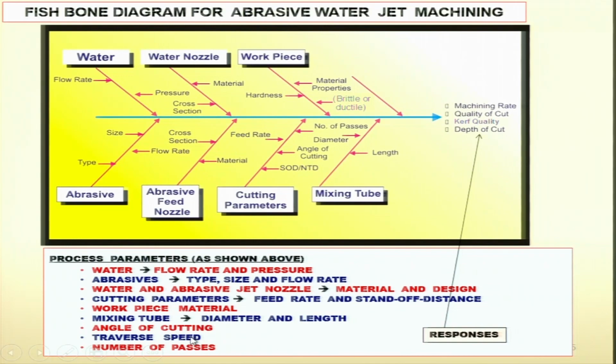Then you have the angle of cutting, that makes a difference, as I have shown to you earlier also while dealing with the surface being produced. Traverse speed is another parameter, and number of passes, how many passes you are having. When we say abrasive feed nozzle, material and cross section are important. Cutting parameters I have already told you, stand off distance or nozzle tip distance, angle of cutting, and mixing tube length and number of passage.